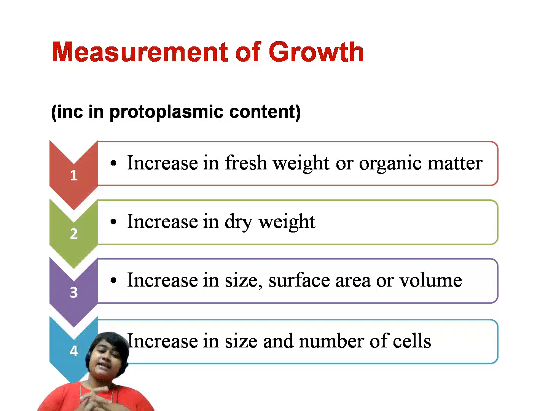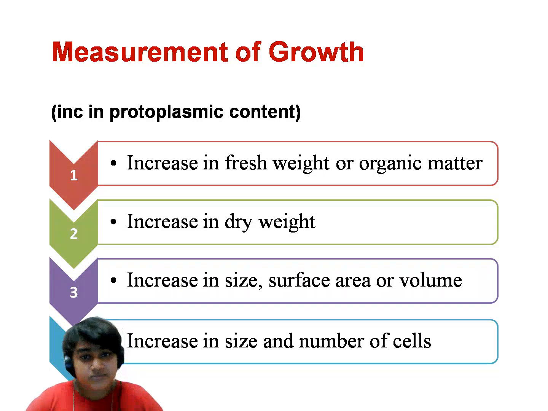Okay, let us come to the second one. The second way could be the increase in the fresh weight or the organic matter content of an organism's body. Okay, be it a plant or you, anyone. So increase in fresh weight. The third could be increase in dry weight. Now, what is dry weight? Dry weight is the weight of your body after removing the weight of the water content of your body. Okay. Now the fourth one.